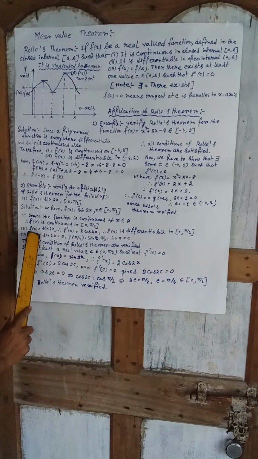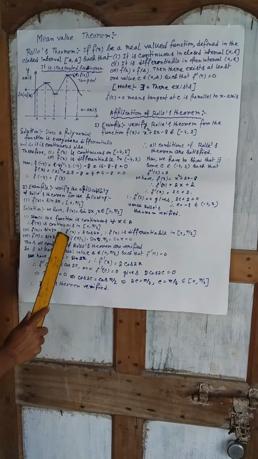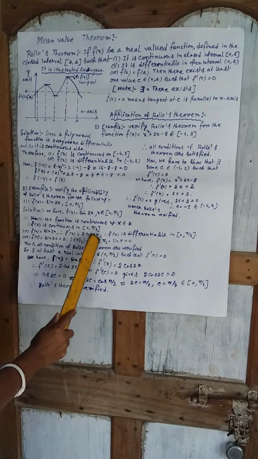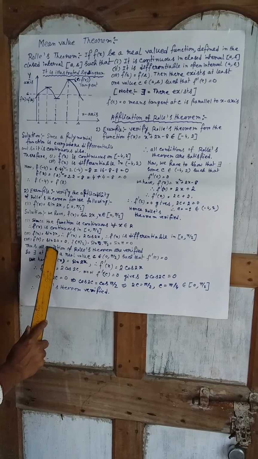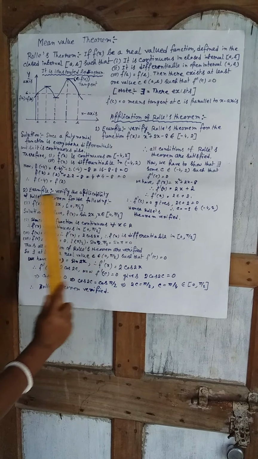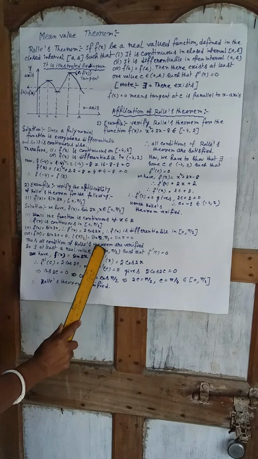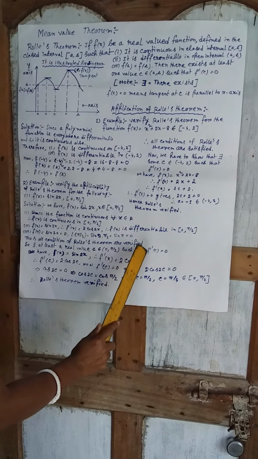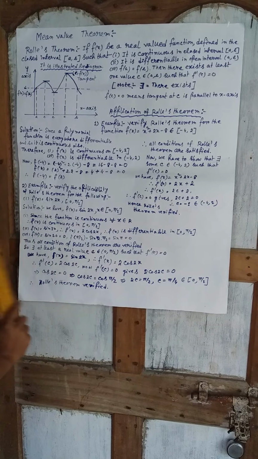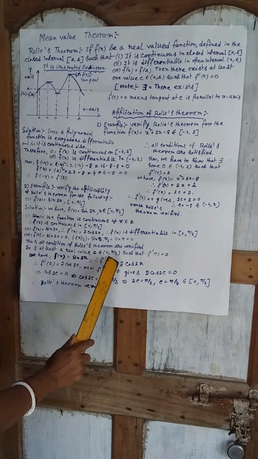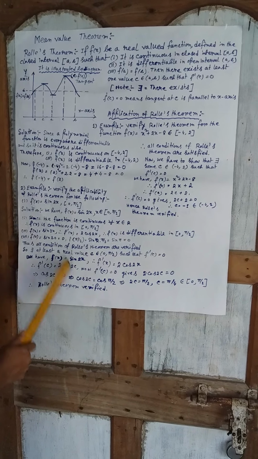Then f(0) equal to sin 2 into 0, that is equal to 0. And f(pi/2) equal to sin 2 into pi/2, that is sin pi, that is equal to 0. Thus all the conditions of Rolle's theorem are verified. So there exists at least a real value c belonging to (0, pi/2) such that f'(c) equals 0. We have f(x) equal to sin 2x, therefore f'(x) equal to 2 cos 2x, therefore f'(c) equal to 2 cos 2c.